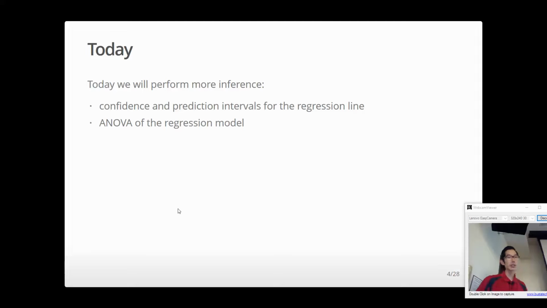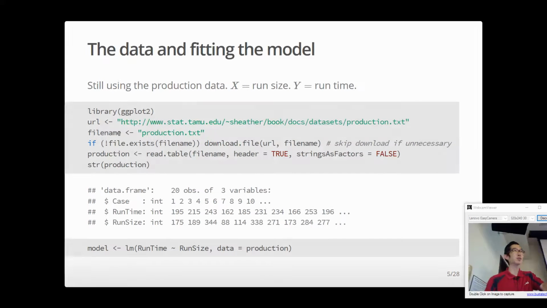Okay, so today we're going to perform more inference, and we're going to create confidence and prediction intervals for the regression line. So that's really exciting. And we're going to perform ANOVA, analysis of variance, of the regression model. Have you guys had exposure to ANOVA before? Just a tiny bit. Okay, I was wondering if I'm going too basic in the description of ANOVA here, but if you're shaking your head, then I'm describing it to the appropriate amount.